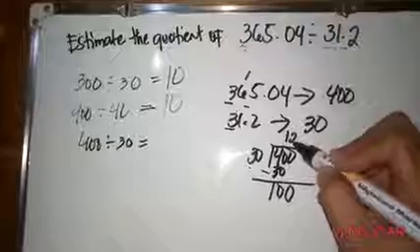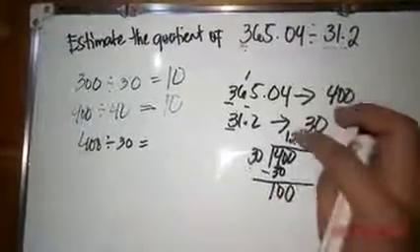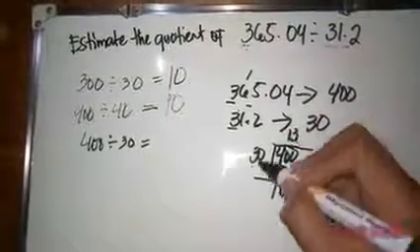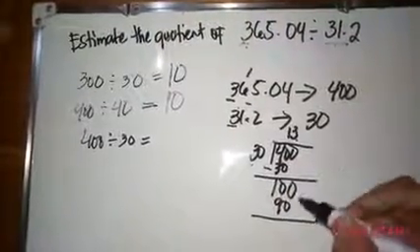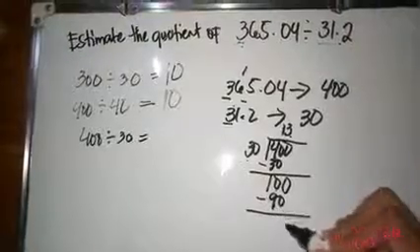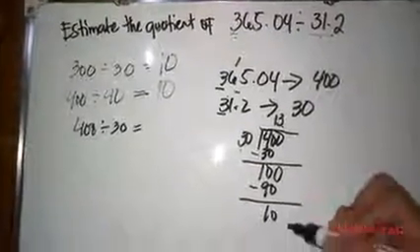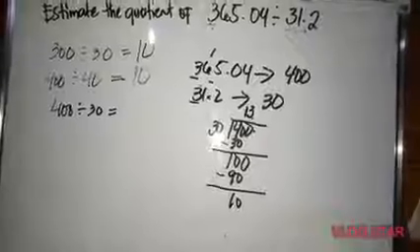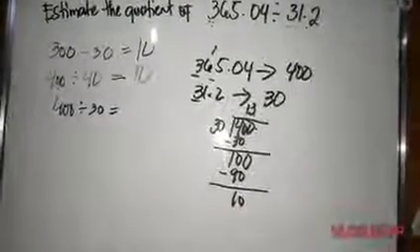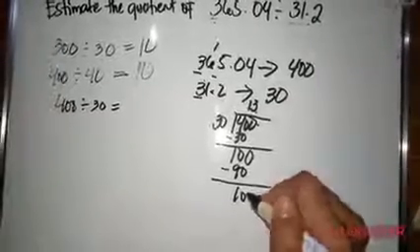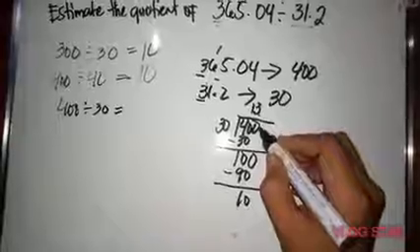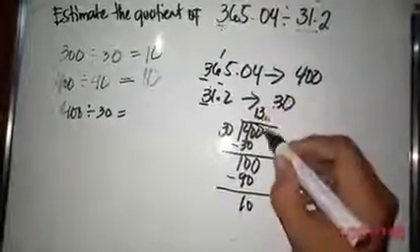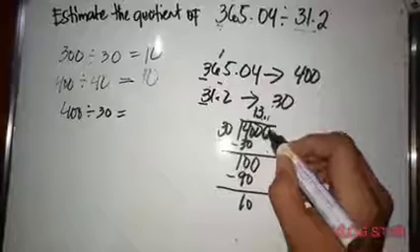3. 3 times 30 is 90. Then subtract, the answer is 10. Since we still have 10 as remainder, we can just add another 0, then add a decimal point here, and add 0 here. This is what we call the placeholder.